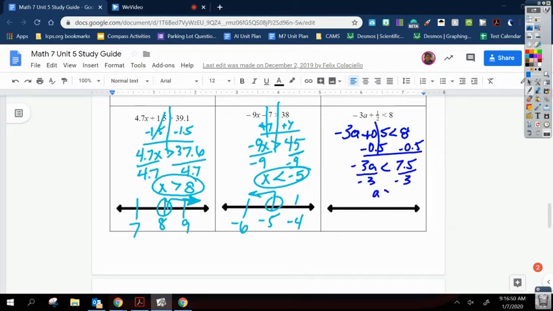We have a. The symbol does flip here. We have a negative 7.5 divided by 3 is 2.5. Negative 2.5. Circle your answer.